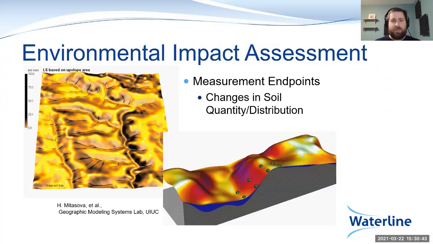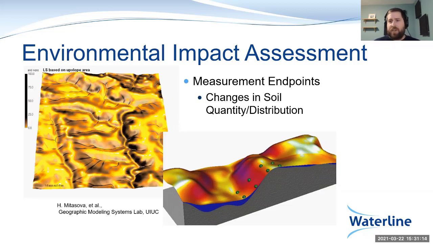So measurement endpoints. These are your changes in soil quantity and distribution. So you've mapped soil types across the landscape. Your project is going to require the stripping and removal or burial of a certain extent of soil. Will that soil be replaced in the same way? Will the landscape change such that that's not possible?